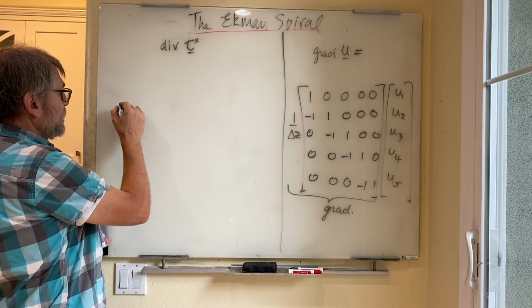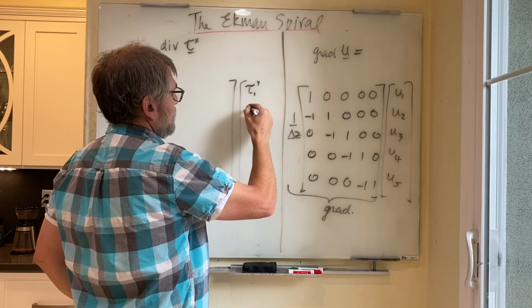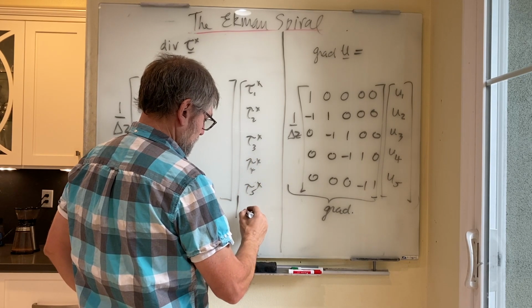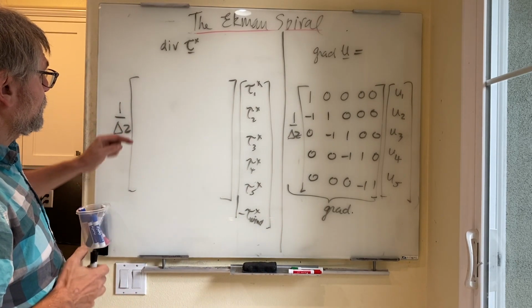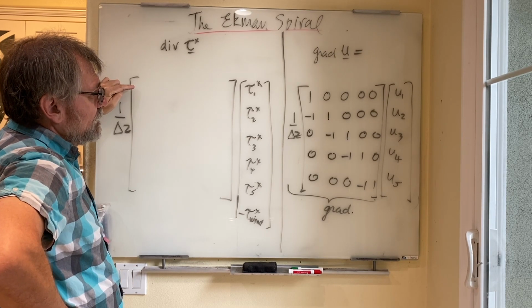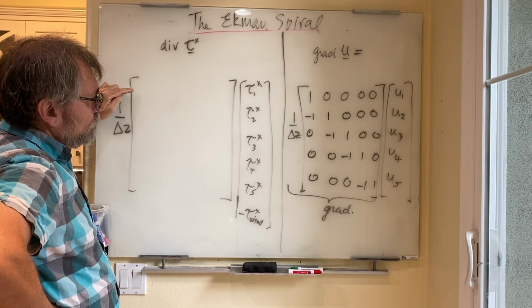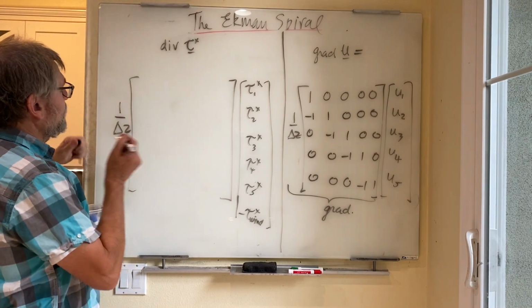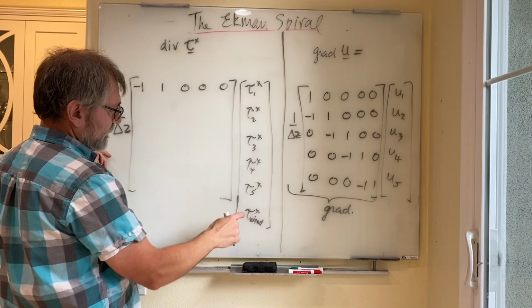Alright, so let's do the same thing. It'll be 1 over delta z. And then I multiply by the stresses. Tau 1 x, tau 2 x, tau 3 x, tau 4 x, tau 5 x, and then the last one is tau wind with a minus in the x direction. Alright, so to get the divergence of the stresses or the momentum fluxes onto layer 1, what I will use is tau 1 and tau 2, right? Remember the u1 was staggered between the tau 1 and tau 2 stresses. So this will be minus 1, 1, 0, 0, 0.